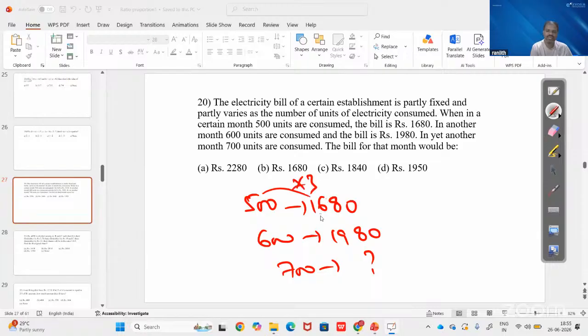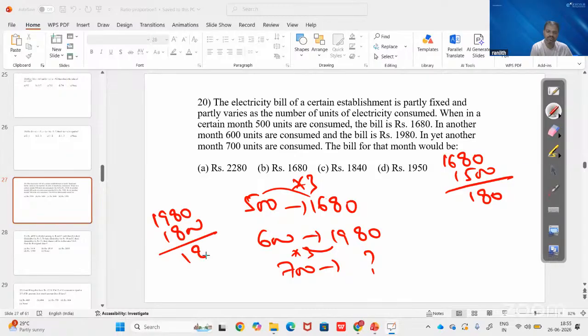5 threes are 15, 6 threes are 18. So 5 into 3, 500 into 3 equal to 1500. 1680 minus 1500 will be equal to extra. I'm getting 180. Here also same thing, 1980 minus 1800. So I'm getting extra equal to 180. So here also same thing, 7 threes are 2100 plus extra 180 is equal to answer is 2280.